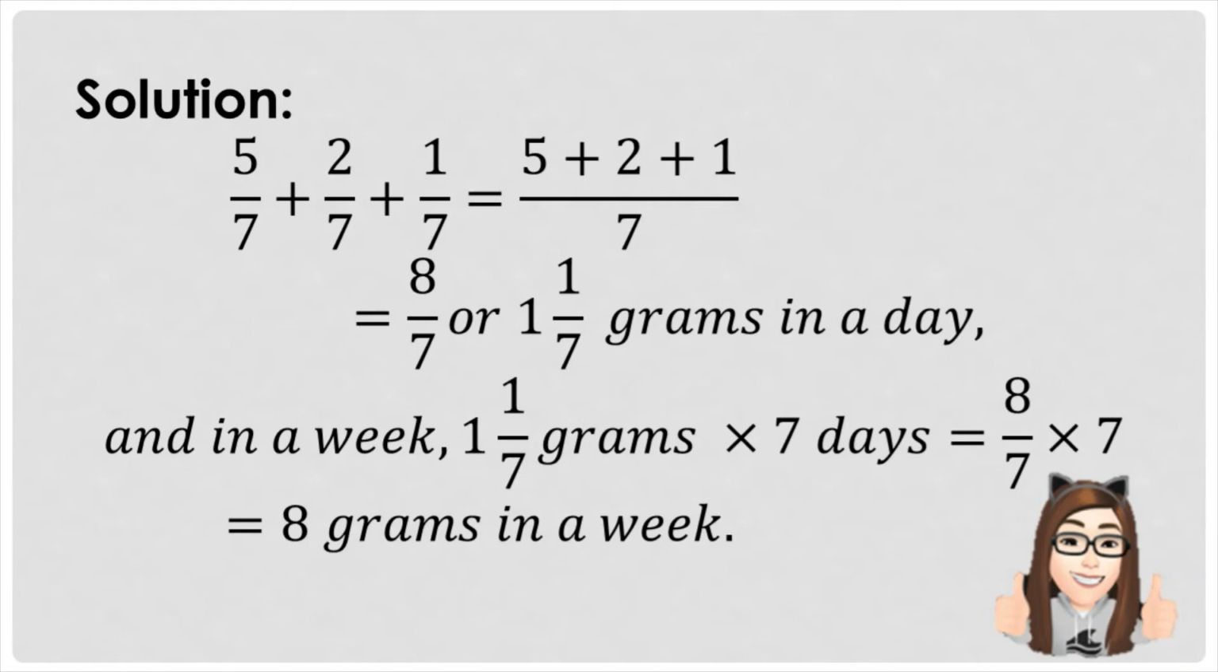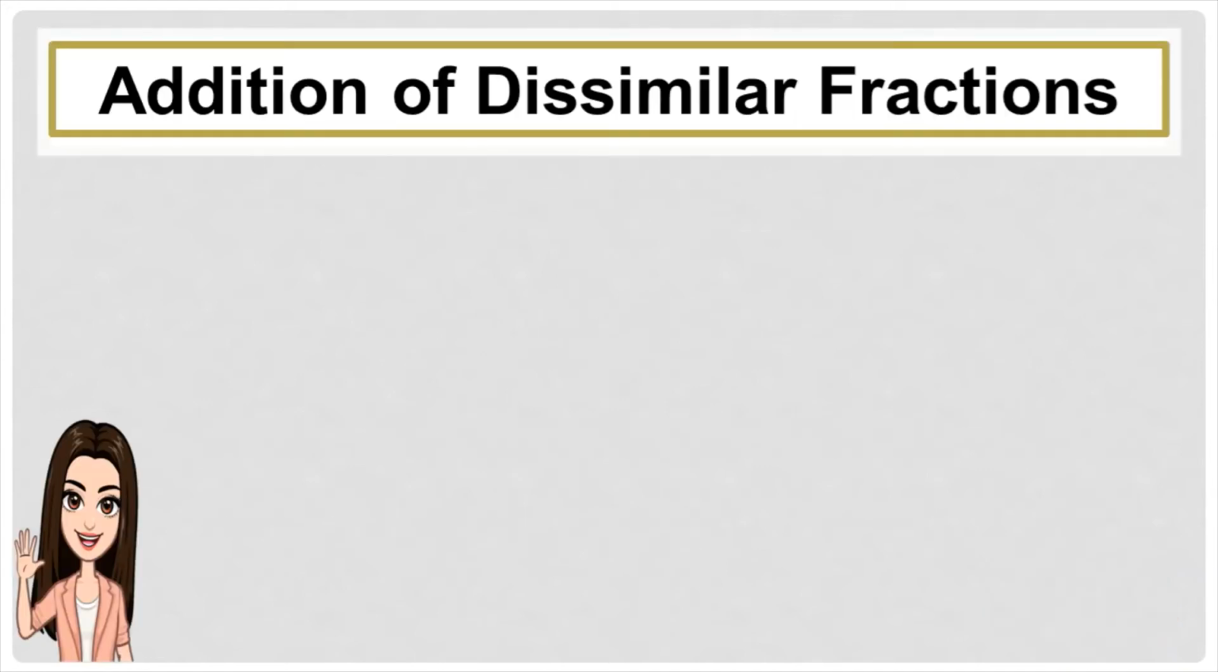So, we need to multiply 1 and 1 over 7 grams in a day by 7 days. We can convert 1 and 1 over 7 grams to 8 over 7. So 8 over 7 multiplied by 7 days is simply equal to 8. So our final answer now is 8 grams in a week.